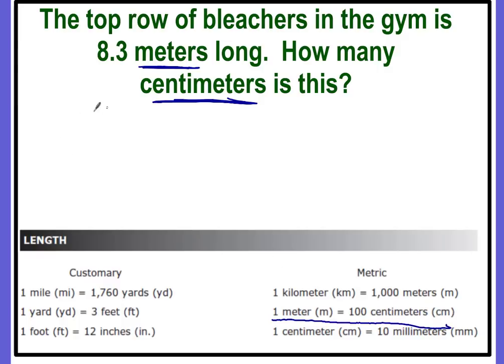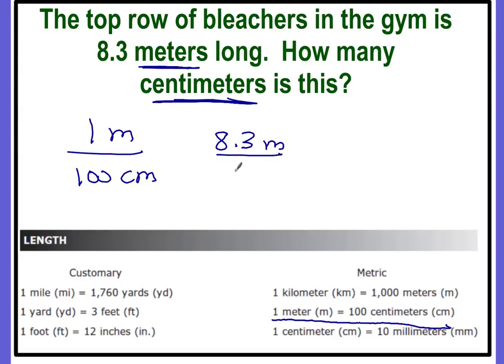So we're going to write this as our first rate. 1 meter is equal to 100 centimeters. And in our problem, we're given 8 3/10 meters. So that's going to go over here in the top, 8.3 meters, and we're trying to find how many centimeters. That's our unknown, our variable n. And we want to keep it proportional, so we put that equal sign. Okay, let's find the scale factor. Again, we're going from top to bottom, so we're going from 1 to 100. We would have to multiply by 100.